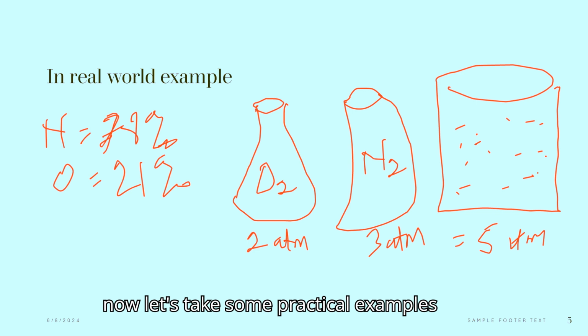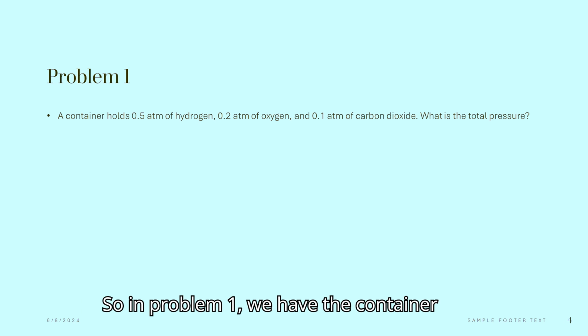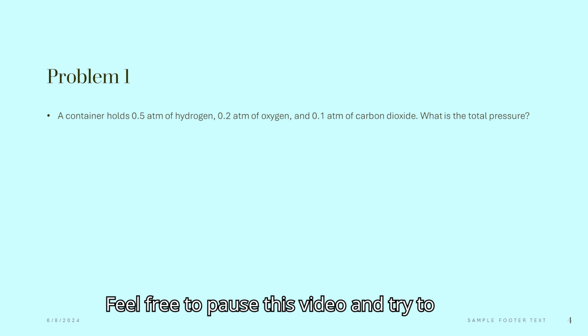Now let's take some practical examples. So in problem 1, we have a container that holds 0.5 atm of hydrogen, 0.2 atm of oxygen, and 0.1 atm of carbon dioxide. What is the total pressure? Feel free to pause this video and try to do it.